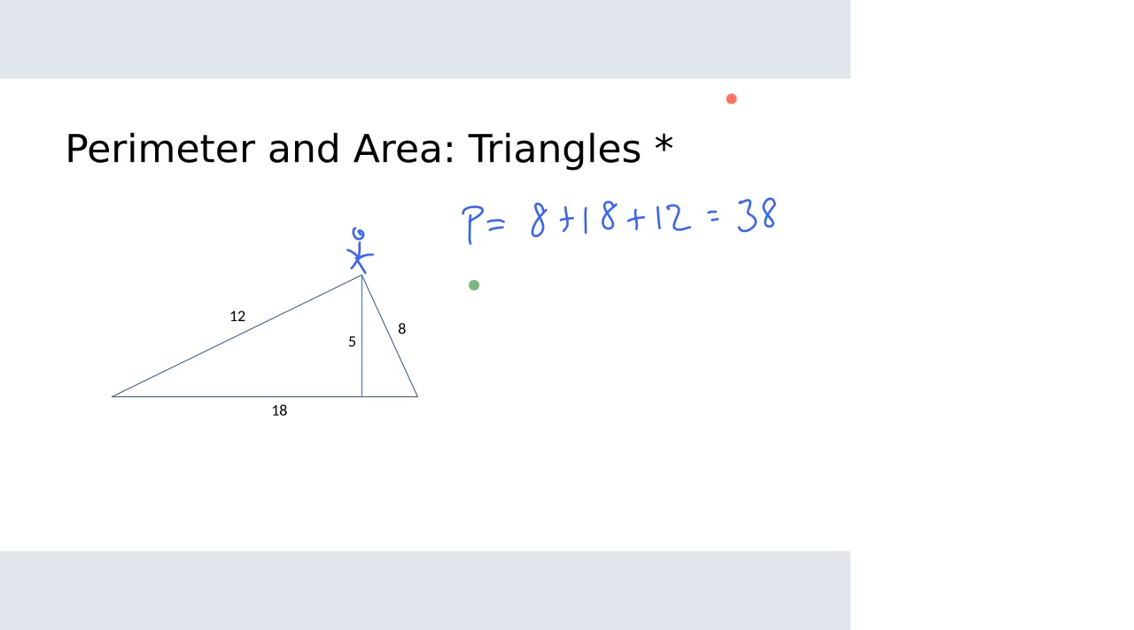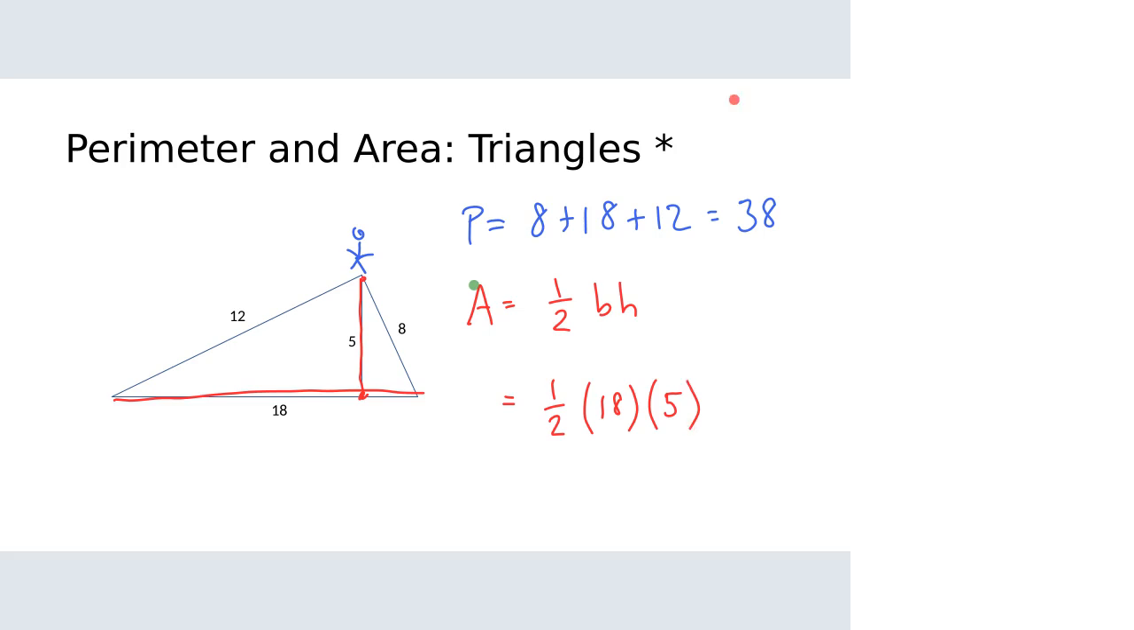Next, we need the area. For the area, we'll use a formula for the area of a triangle, which is 1/2 times the base times the height. So here, that's 1/2 times the base, which is the horizontal line in the triangle, that's 18, and the height, which is the vertical distance from the base to the highest point, and that's 5. So 1/2 times 18 times 5.